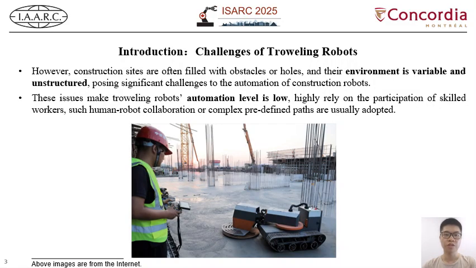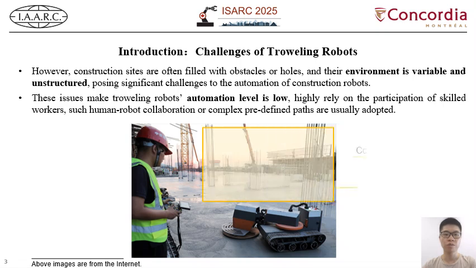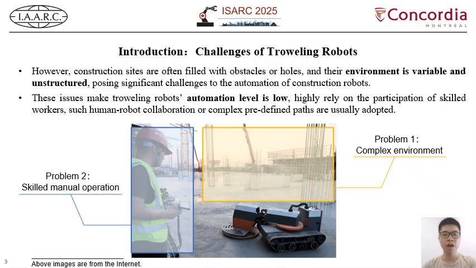But there are challenges. Construction sites are often filled with obstacles and holes, featuring a variable and unstructured environment. This poses great difficulties for the automation of construction robots, resulting in low automation levels for troweling robots, which highly rely on the participation of skilled workers, such as human-robot collaboration or complex predefined paths.